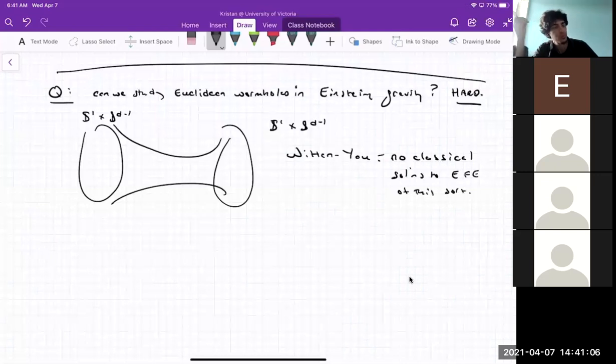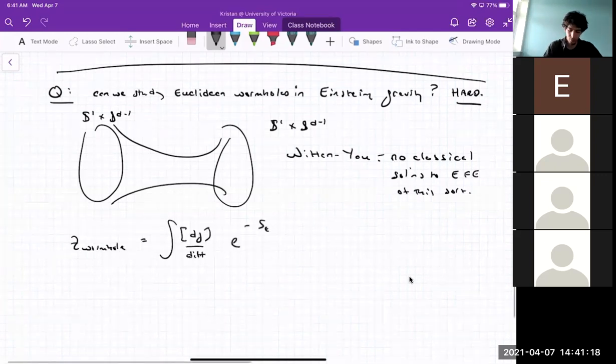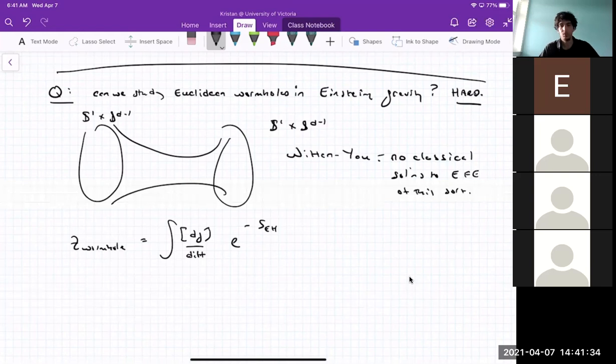And so the wormhole amplitude, which is going to be an integral over metrics of this sort, divided by diff, of e to the minus Einstein-Hilbert action. Whether or not it exists is a question, but certainly you might say, oh, well, maybe this is like an instanton, like we're used to in field theory. Except it's not, because this amplitude has no saddle point approximation. There's nothing to expand around.